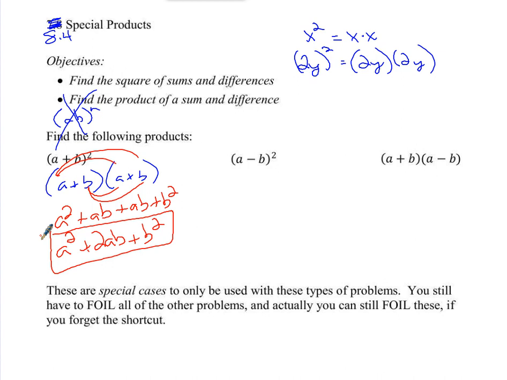Okay, I'm going to stop and let you guys try to do this one. It's basically the exact same problem. Make a FOIL problem and then go ahead and FOIL it. All right, what should we write first?